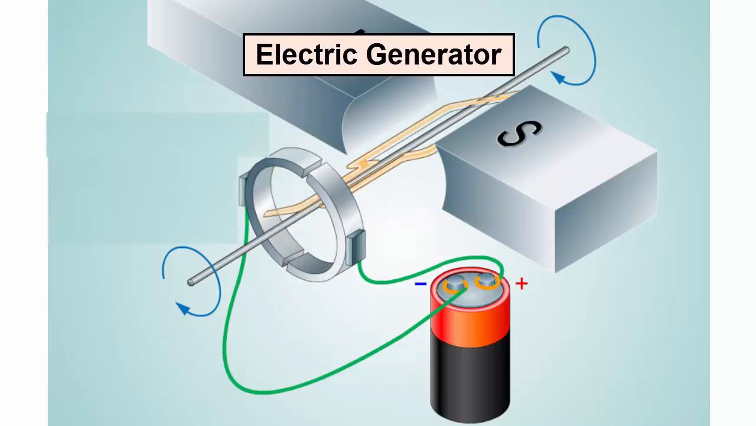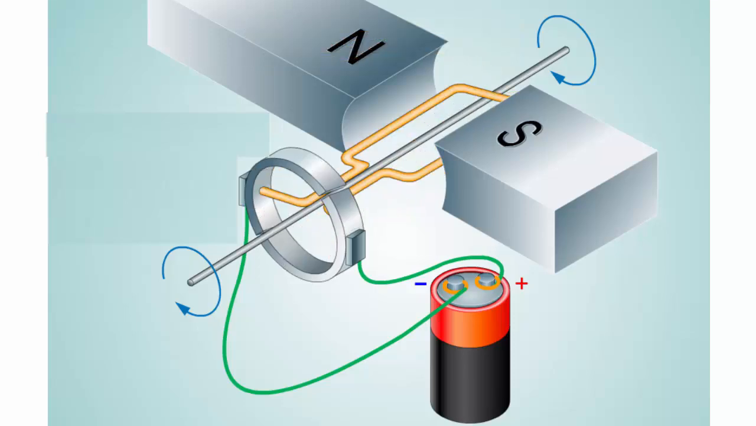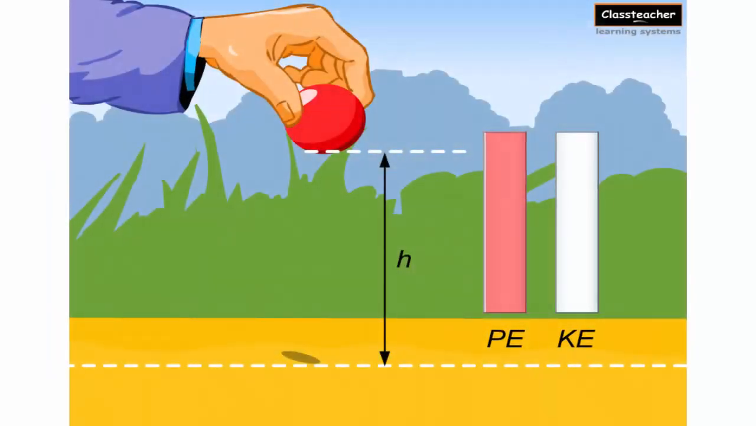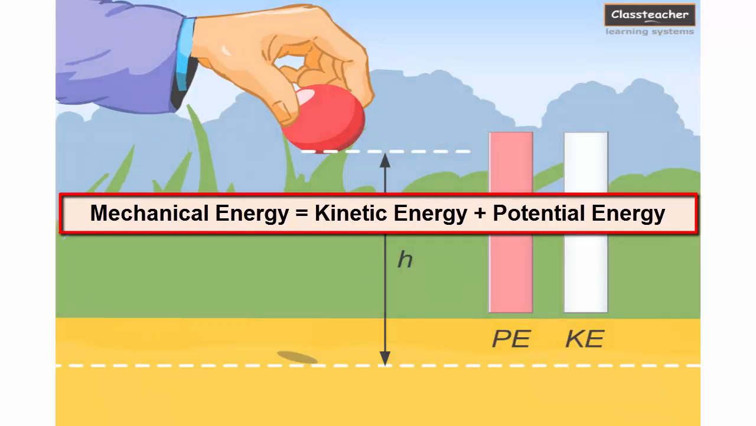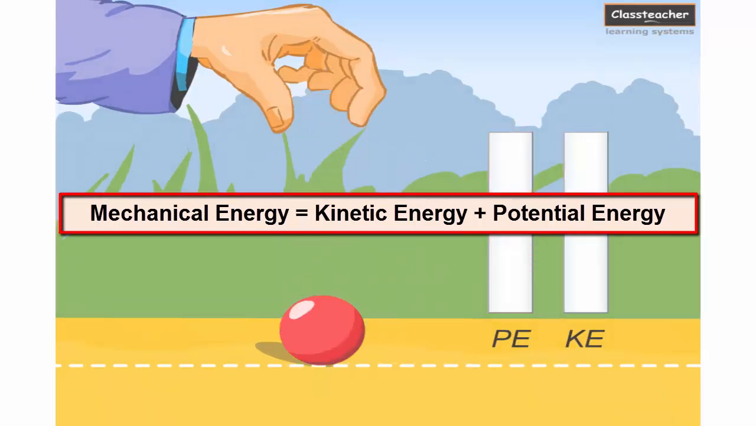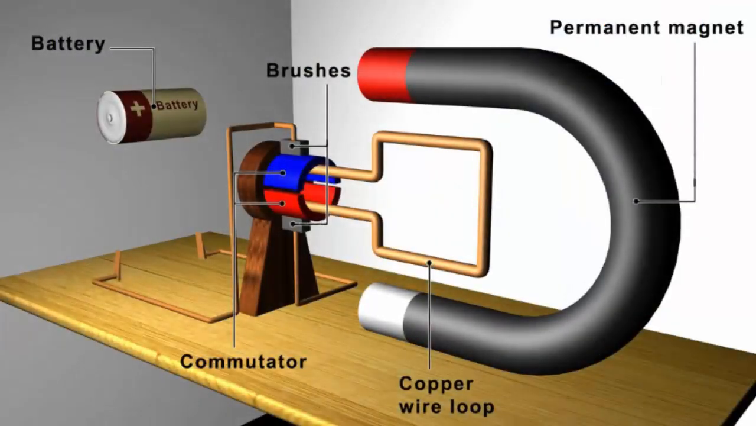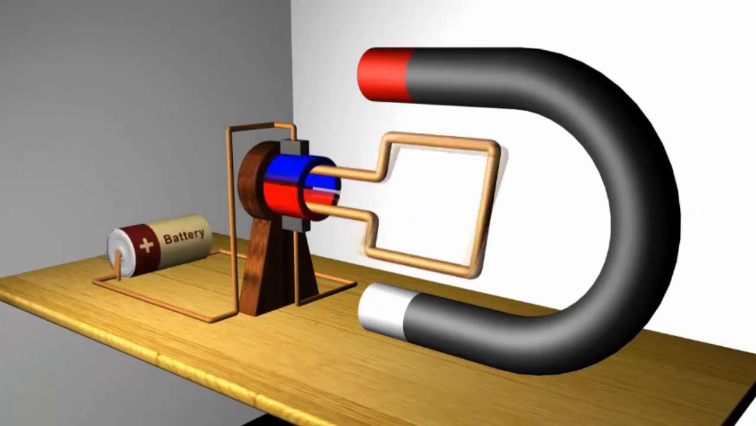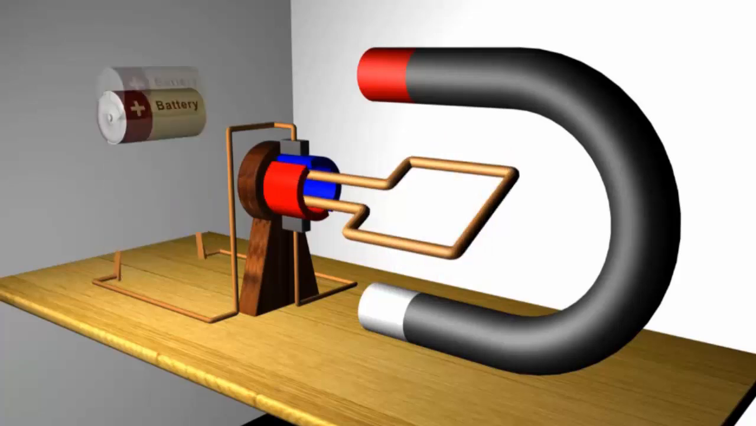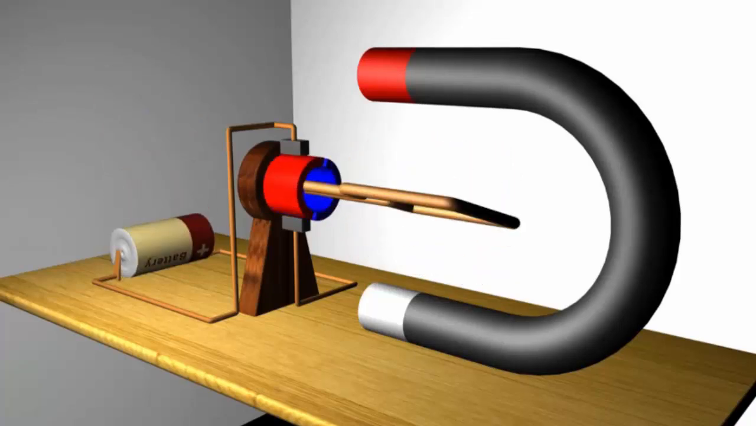Electric generator. We all know that mechanical energy is the sum of kinetic and potential energy. But do you know how this energy is converted into electric current in generators? Let us study this module to answer this question.